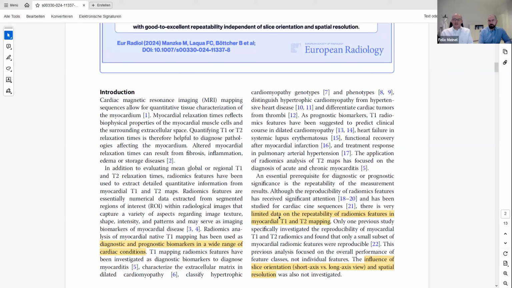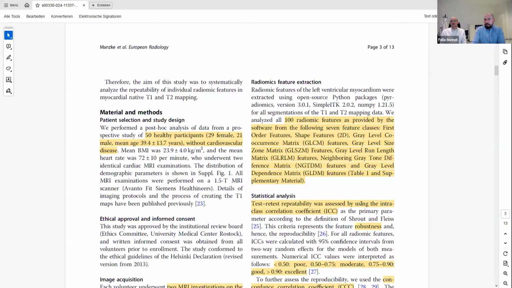And with that, I want to hand over to the first author of this paper, Mathias, who will present you the methods and results in more detail. Yes, thank you very much for the kind introduction. My name is Mathias Manzke, and I'm a data scientist here in Rostock.